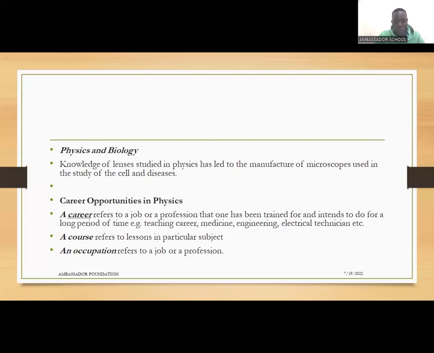A course refers to lessons in a particular subject. Lessons in a particular subject is a course. An occupation refers to a job or a profession. My occupation is teaching, and my career is a teaching career. I'm a teacher.